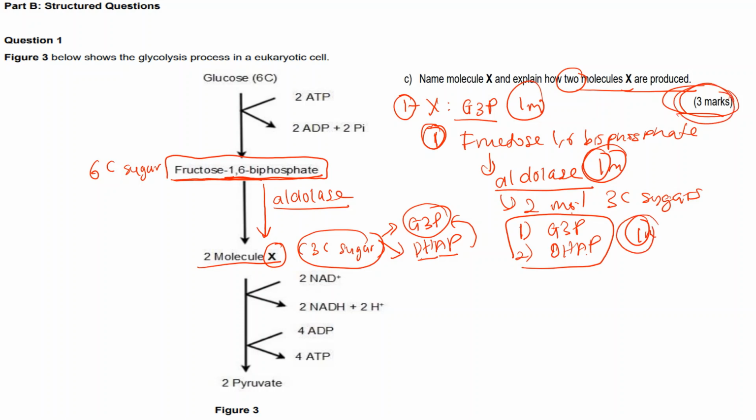You can also mention that in order to get 2 molecules of G3P, the DHAP will be converted into G3P by the enzyme isomerase. Isomerase converts DHAP into G3P, then you will get 2 molecules of G3P, which is the X molecule.